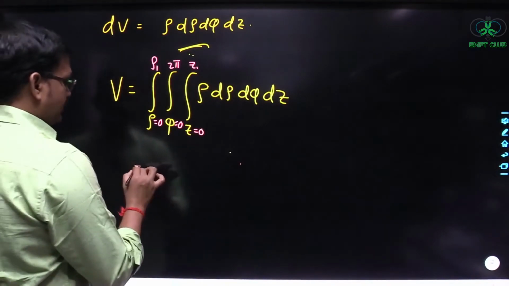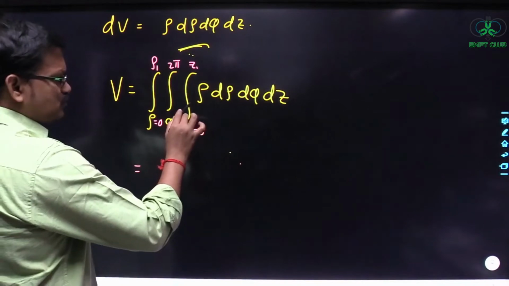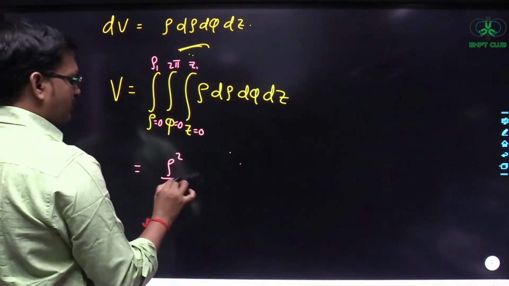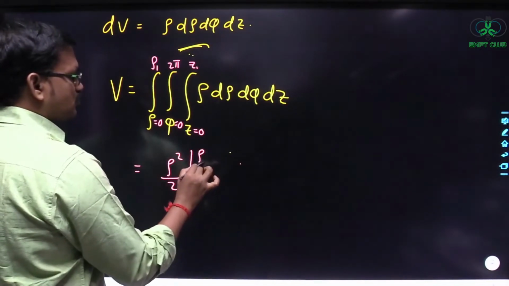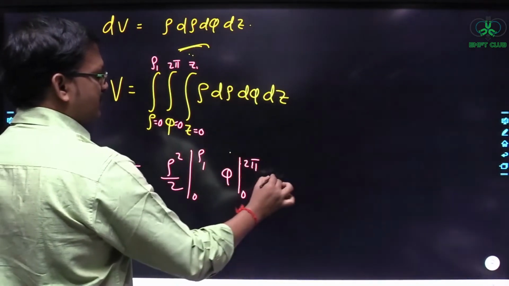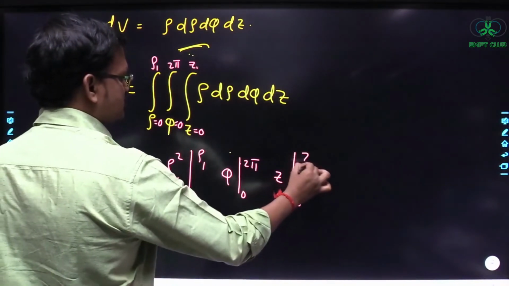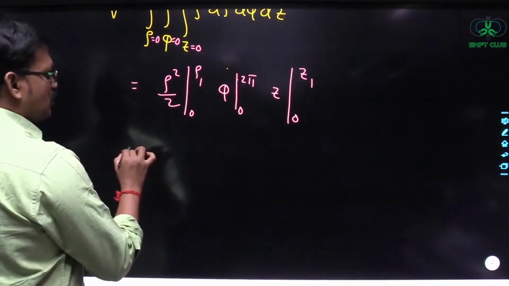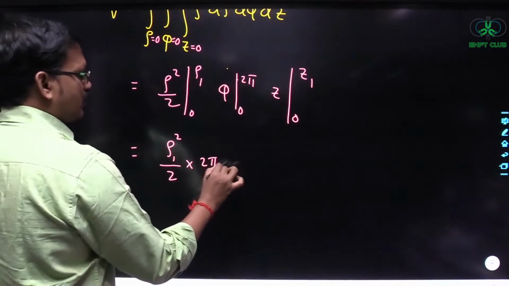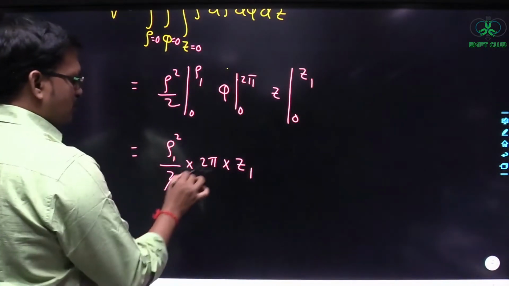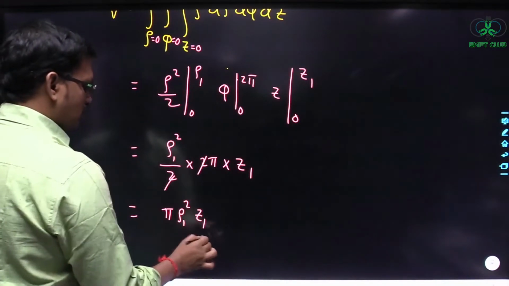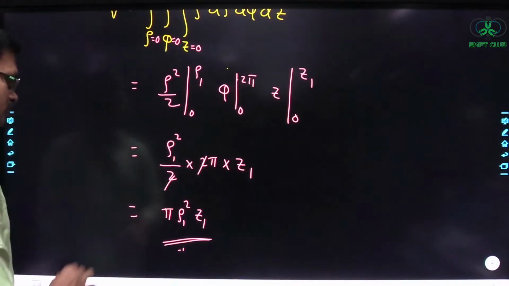So let us check what we are getting. Integration of rho with respect to d rho is rho square by 2, its range is from 0 to rho 1. Integral d phi is phi, its range is from 0 to 2 pi. Integral dz is z, its range is from 0 to z1. If you do this, what you get is rho 1 square by 2 into 2 pi into z1. So the 2 will get cancelled. What you are getting is pi rho 1 square into z1.